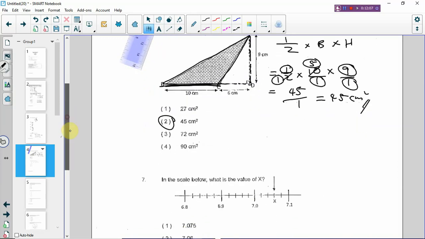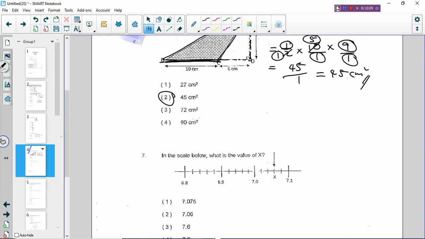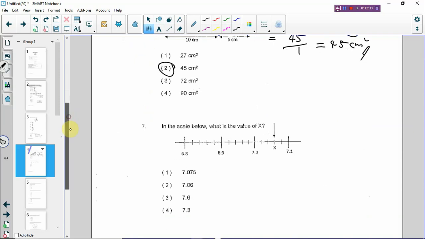So next one, what is the value of x? Now, for this number line, before you can even try to work out the answer, you have to count the gaps. If you look carefully, there are 5 gaps: 1, 2, 3, 4, 5. And then you look at the decimal. It's 1 decimal place, which is a bit hard to compare. So you just add 1 more 0 behind.